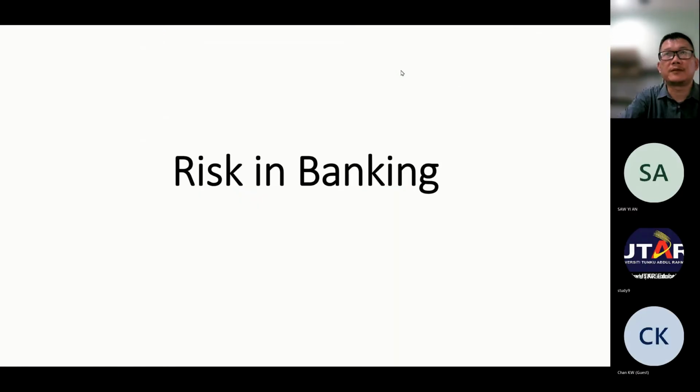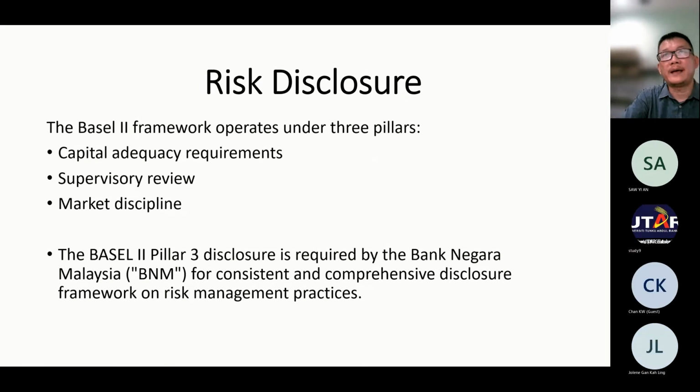What I'm going to share with you today is about the risks faced by the banking industry in Malaysia as well as worldwide. Basically, all banks are required to disclose all their risks in their annual reports. This is one of the requirements under the Basel II framework, which operates under three pillars. The first is that banks have to disclose their capital adequacy requirement.